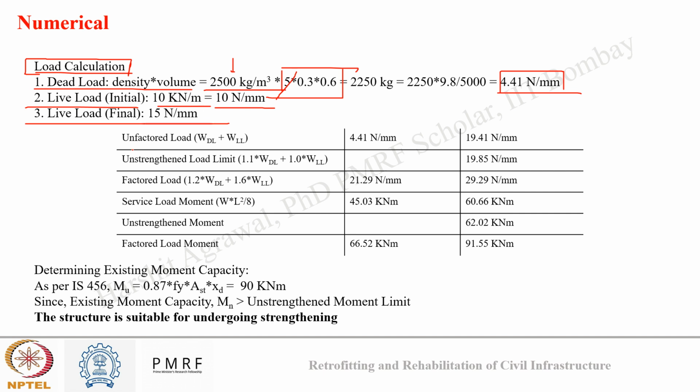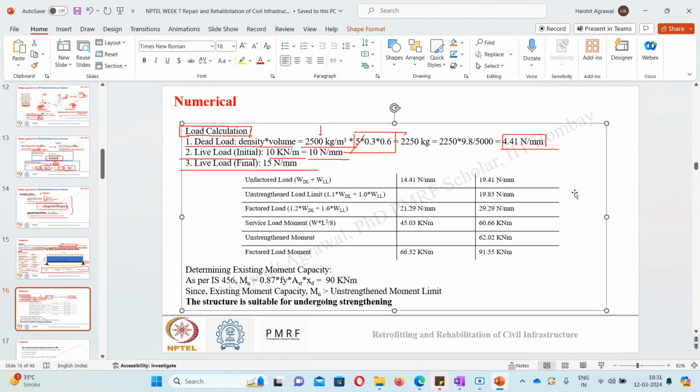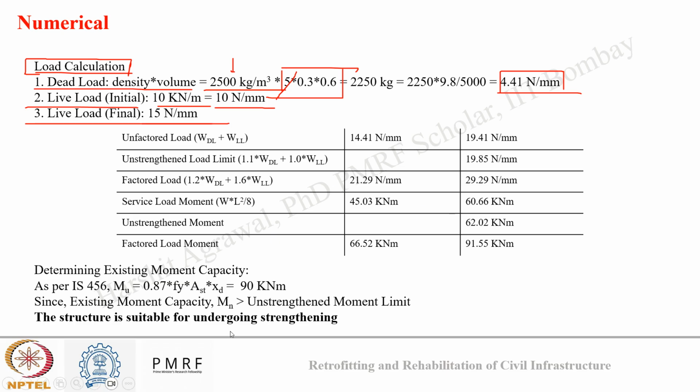So initially my unfactored load is what? Dead load plus live load. So we can say it is 4.41 plus 10, so it will be 14.41 Newton per mm. And after load increment, it will become 15 plus 4.41, so 19.41 Newton per mm.